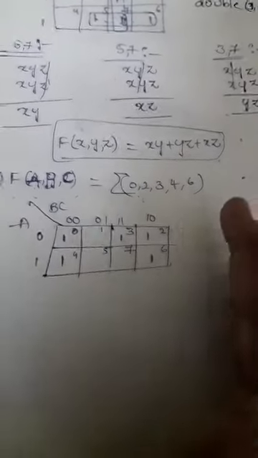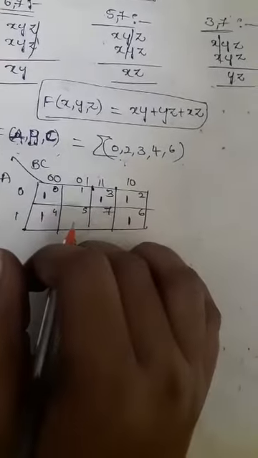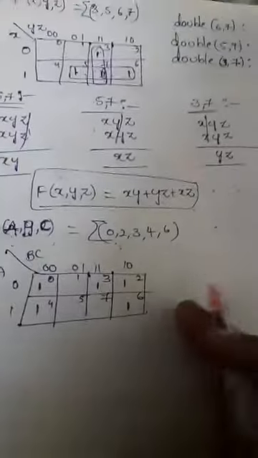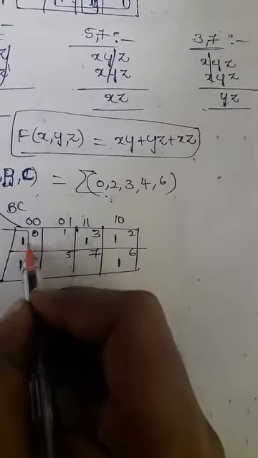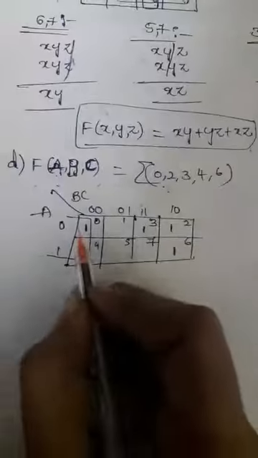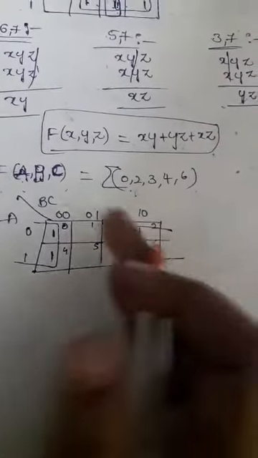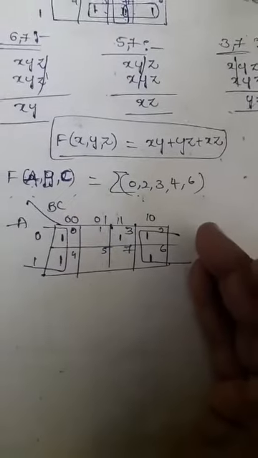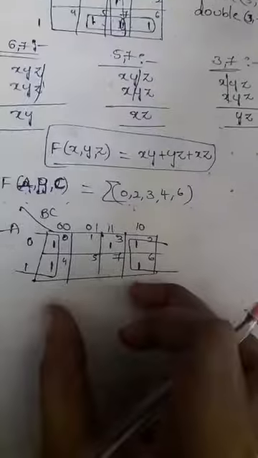After identifying the cells, the next step is grouping the cells. First we have to check whether any octet is possible. No. Next, is any quarter possible? Yes, it's possible. Here opposite cells are containing the ones: these two cells are containing the ones, and these two cells are containing the ones. So here we can form the corner groups, or maybe opposite faces. So this is one group, that means it is forming one quarter.